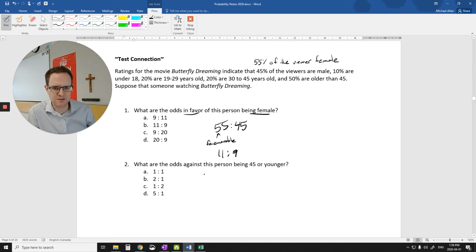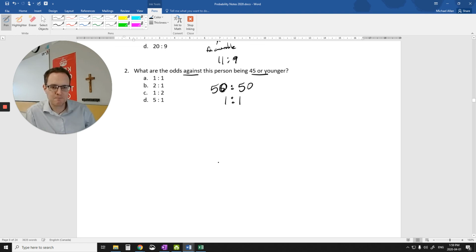What are the odds against this person being 45 or younger? They've got a lot of numbers here. You've got 10, 20, and 20. That adds up to 50, and the other 50 are older than 45. So I want to know the odds against this person being younger than 45. Over here I have 50% of the people older than 45, which makes 50% of the people younger than 45. So my odds are 1 to 1. There's a 50% chance I'll pick one or the other. So that answers that.